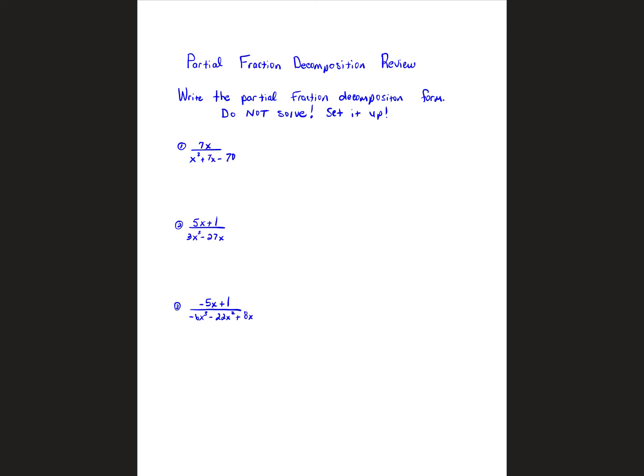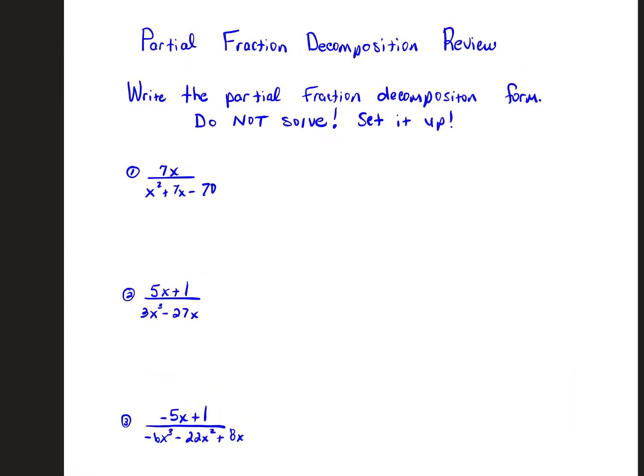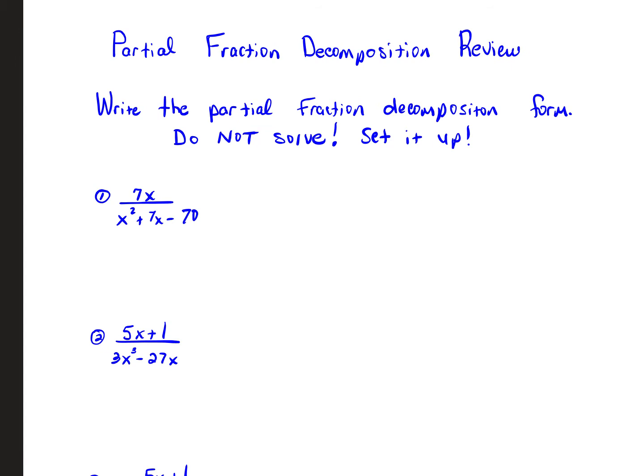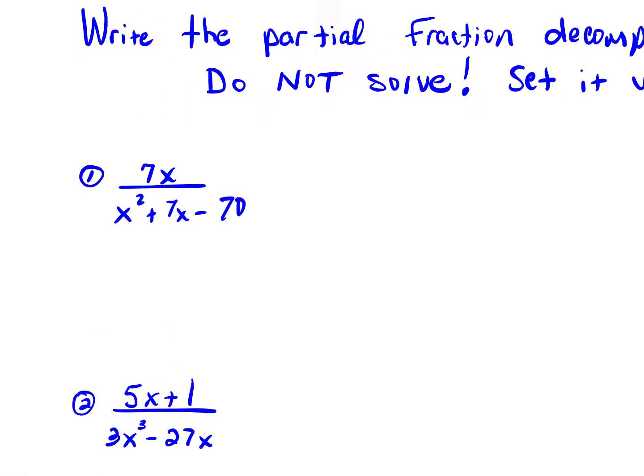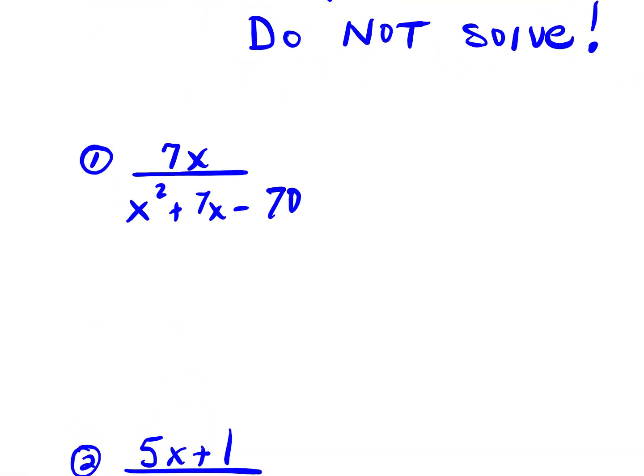So partial fraction decomposition. For the first 3 questions, all we do is set it up. We're not solving it. So our answer is going to have the A, B, and C in it. So what's the first thing we need to do to set this up? Factor the denominator. Here, I don't think this factors, so change it to negative 60.